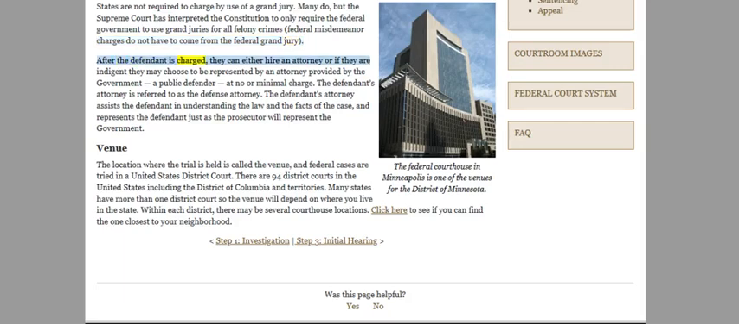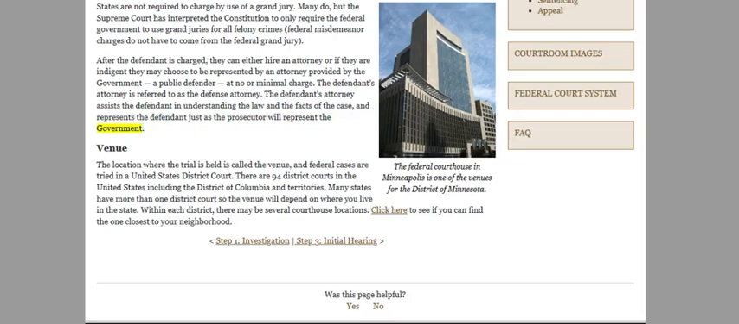After the defendant is charged, they can either hire an attorney, or if they are indigent, they may choose to be represented by an attorney provided by the government, a public defender, at no or minimal charge. Right. The defendant's attorney is referred to as the defense attorney. The defendant's attorney assists the defendant in understanding the law and facts of the case, and represents the defendant just as the prosecutor will represent the government.